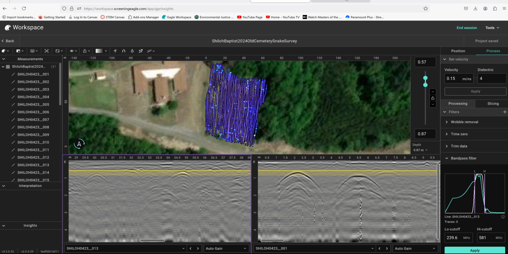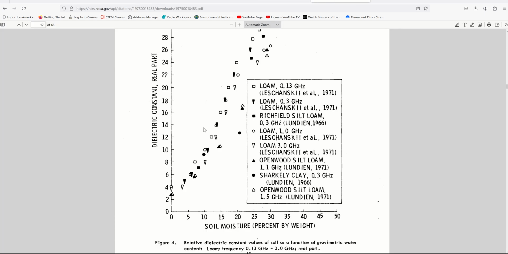So he asked me, well, what dielectric did you start with? What dielectric are you going to be happy with? Well, we're in a dry soil. It was a pretty mixed soil. There was clay, so it's kind of loamy. So I'm switching over here.